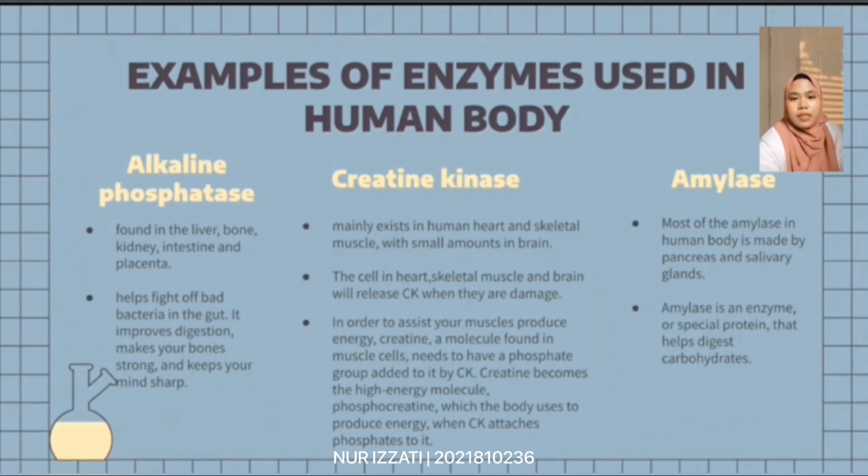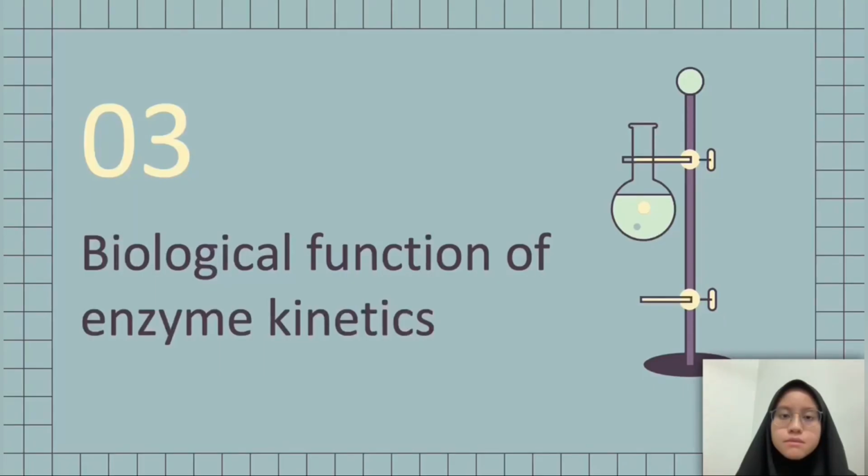And the last enzyme is amylase. Most of the amylase in the human body is made by the pancreas and salivary glands. The function of the enzyme amylase, a special protein, is to help digest carbohydrates. Biological function of enzyme kinetics.